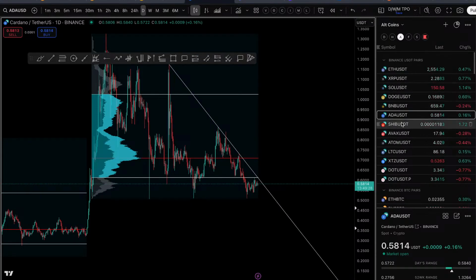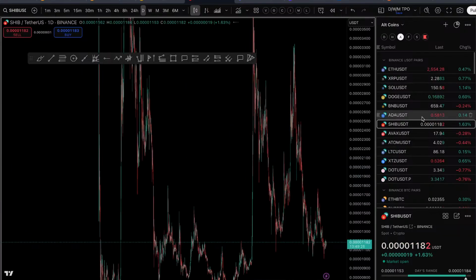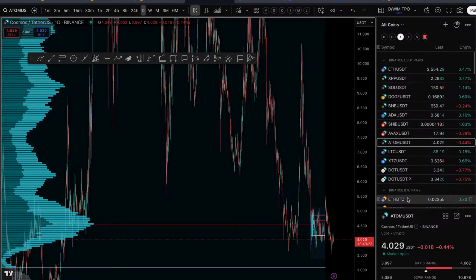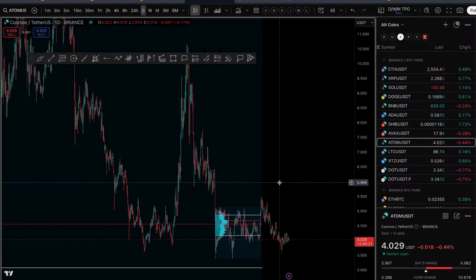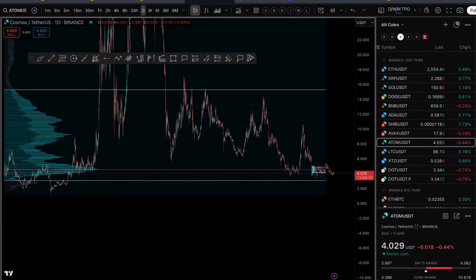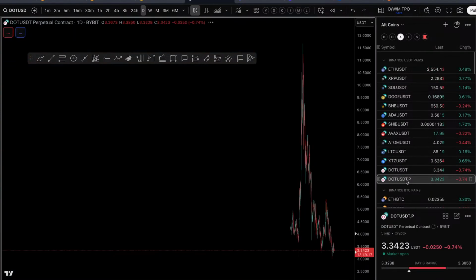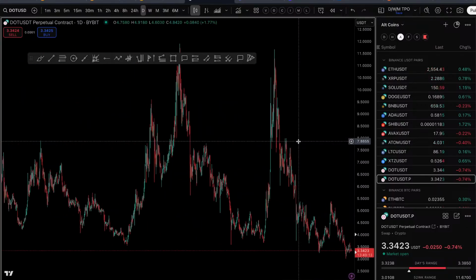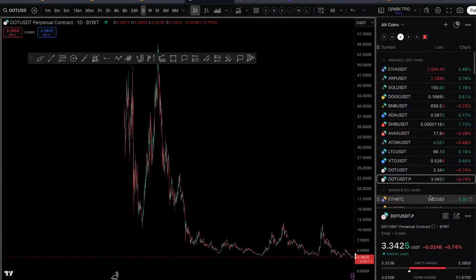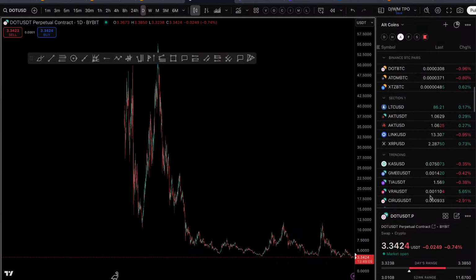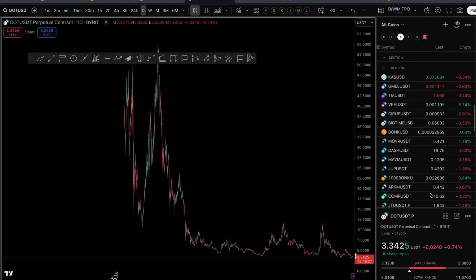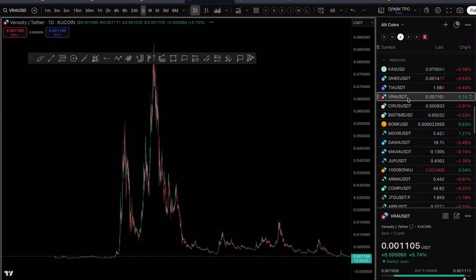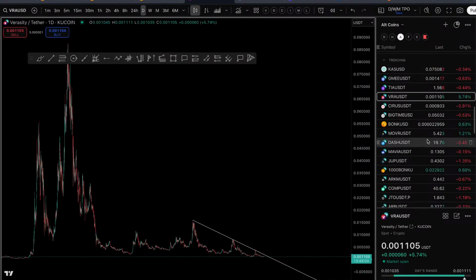Going to like ADA down here at 3-4, or around here. Next, Shiba Inu. We did that. Atom. Yeah, atom, backside atom. All of these coins are very bearish, except for Mira is okay.